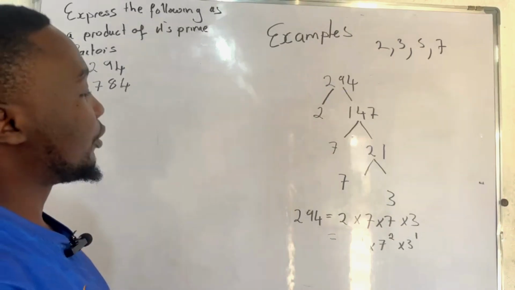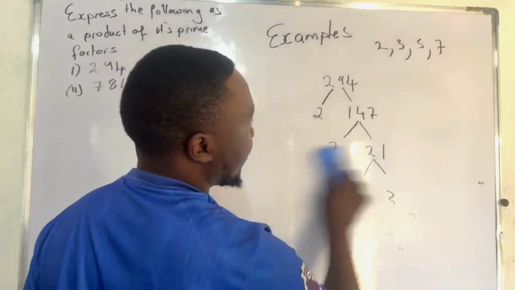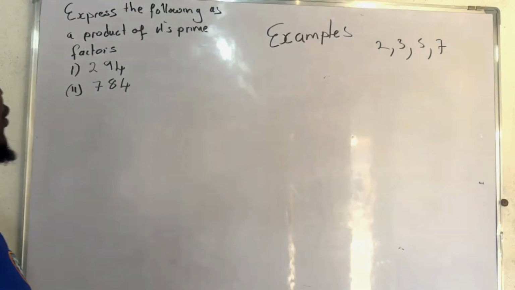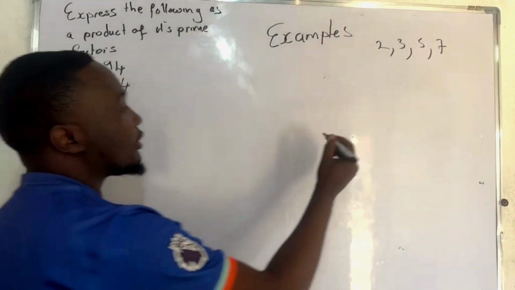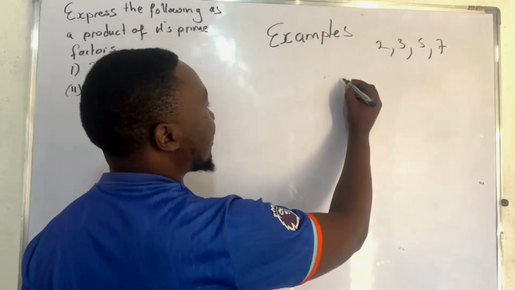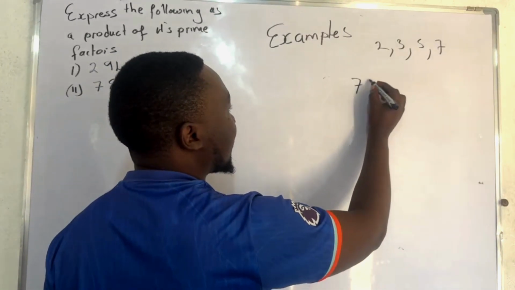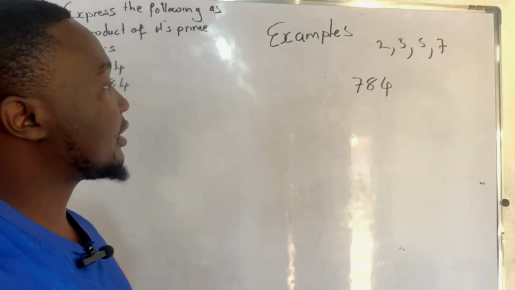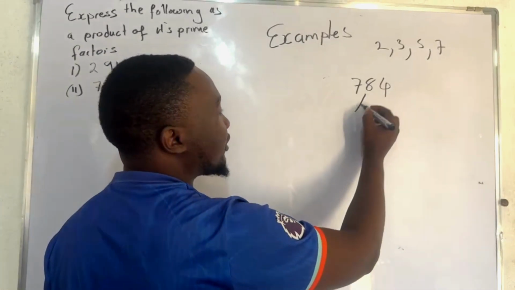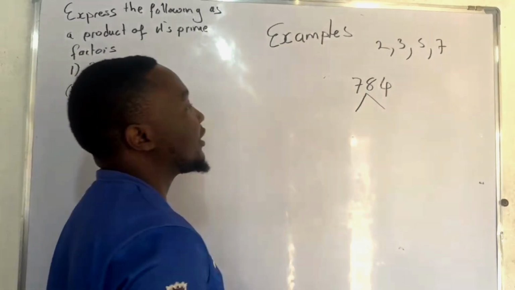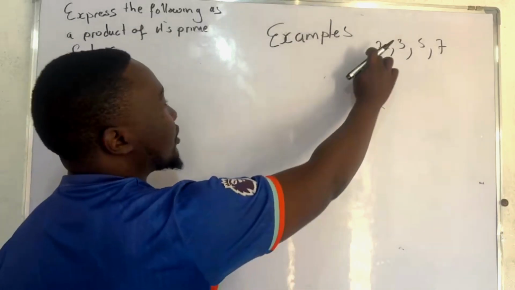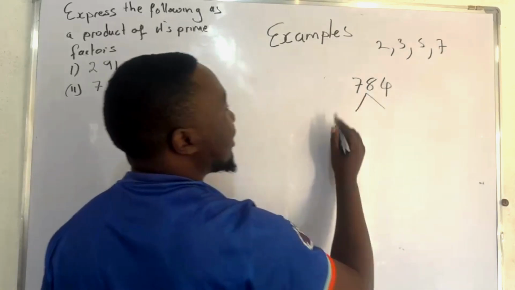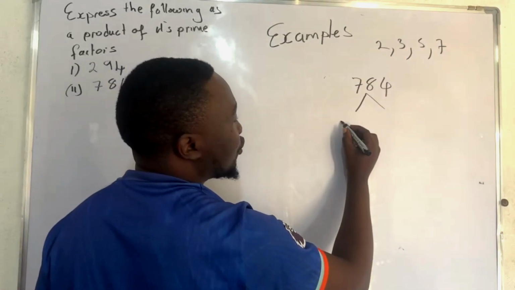So we are going to move on to the next example. You have to express 784 as a product of its prime factors. Again, we put our branches, the first branch and the next branch. So we're going to take the smallest possible prime factor. Remember, these are our prime factors. Smallest possible prime factor, 2.